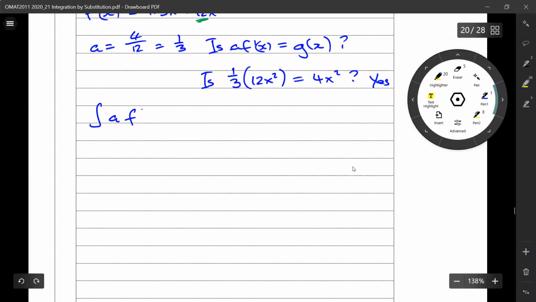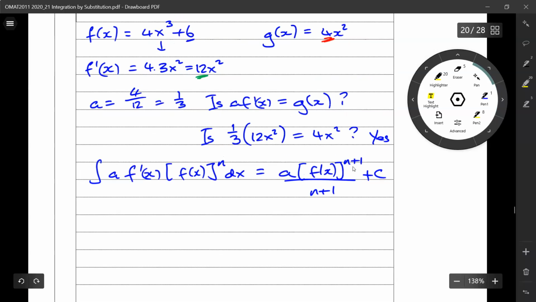And our formula, once again, is as follows. The integral of a times the first derivative of f of x times f of x to the power of n dx is equal to a times f of x, and we raise our power by 1, and we divide by the raised power. And for an indefinite integral, we have a constant of integration.